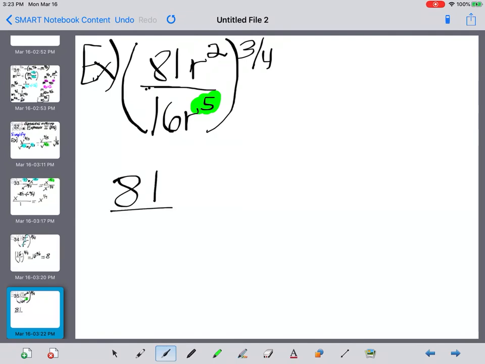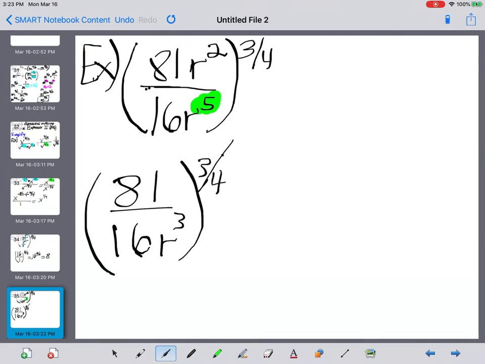So we're going to have 81, and I don't have any r's on the top anymore. And I'm going to have 16. And then 5 minus 2 is r to the 3rd. So I have 16 r to the 3rd on the denominator. And then this whole thing is to the 3/4 power.